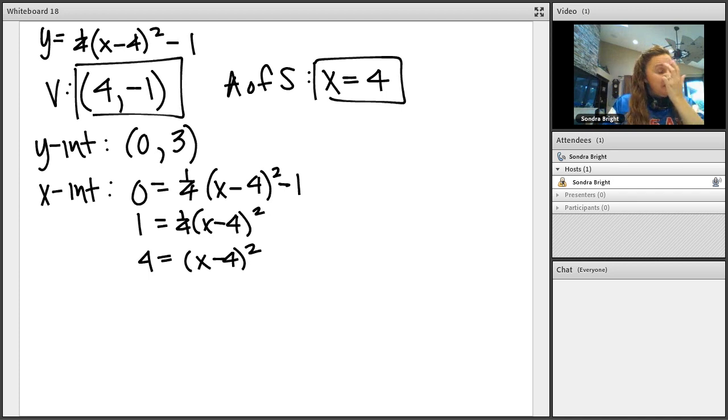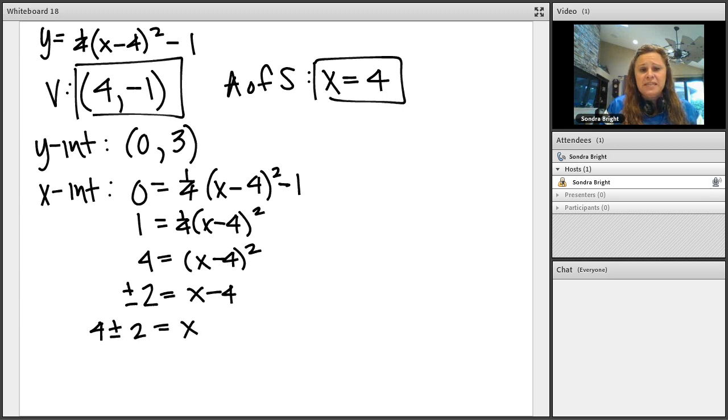Right, and then that means I would add the 1 over to the right-hand side. So you get a positive 1 over there. Multiply both sides by 4. You get 4 equals that. Take the square root of both sides. You're taking the square root of x minus 4 squared, so it's plus or minus the square root of 4, which is 2. And then add 4. So 4 plus or minus 2 is equal to x.